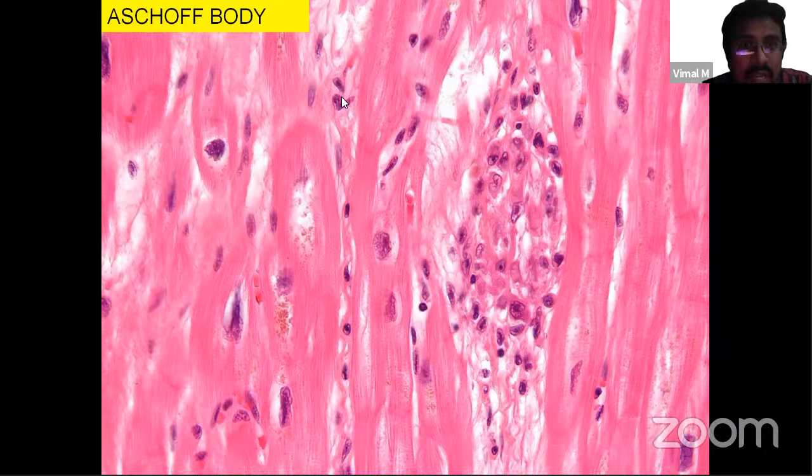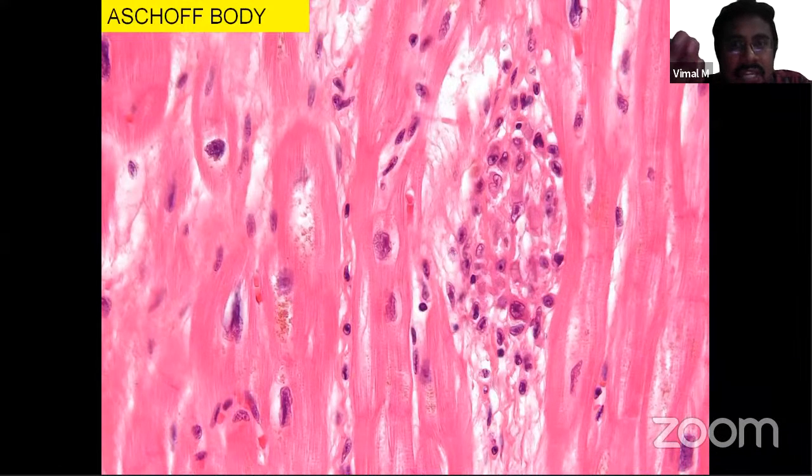So Aschoff body is a collection of aggregates of histiocytes, and these histiocytes are called Anitschkow cells, which on longitudinal section show the caterpillar chromatin, and in the cross section have an owl's eye-like appearance. And the Aschoff body is the collection of this, and Aschoff cells are nothing but the giant cells.